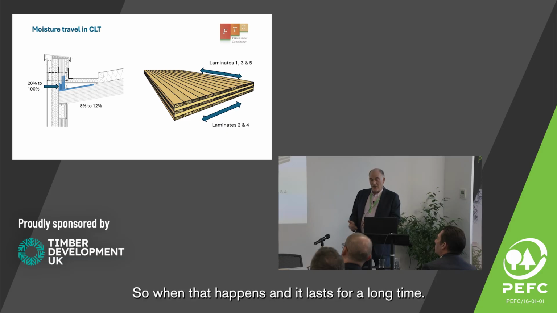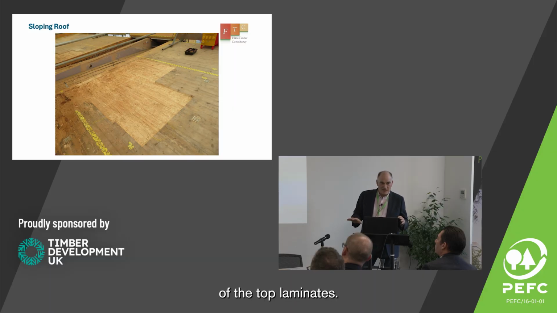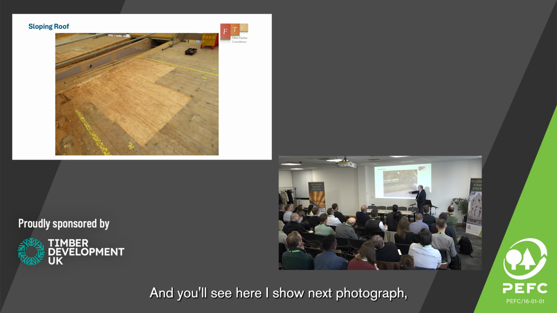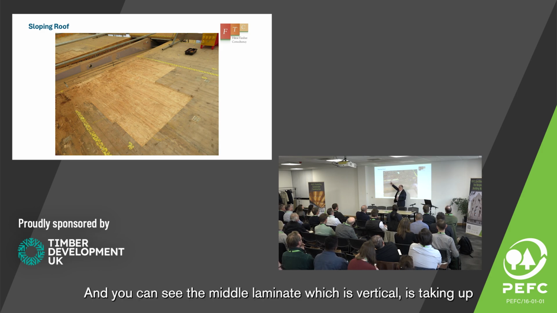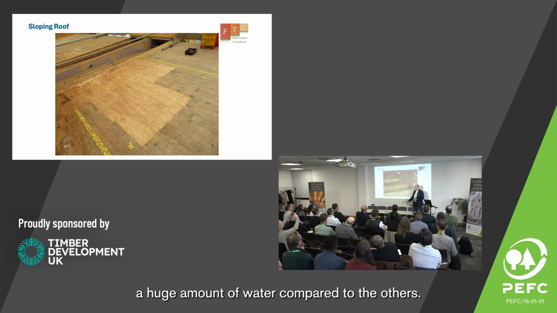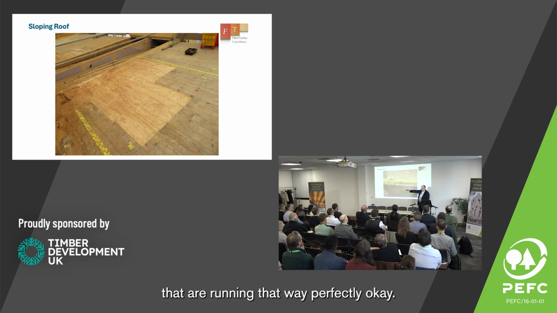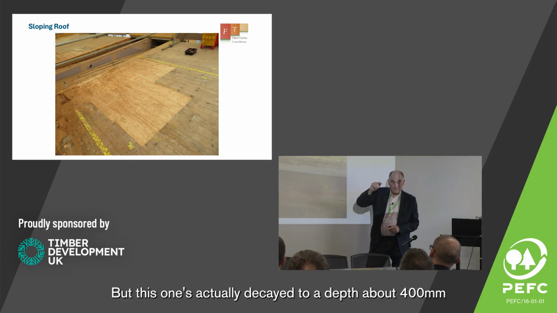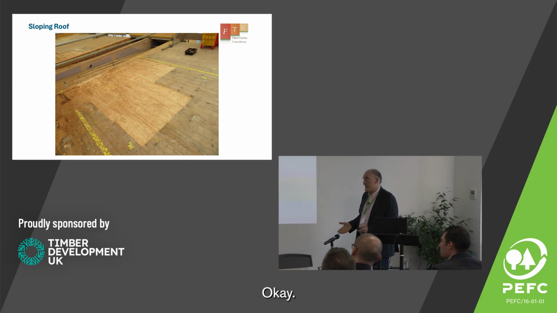So when that happens and it lasts for a long time, we end up with things like this, where we get a total decay of the top laminates. Yeah? And you'll see here, I'll show the next photograph, this is actually a CLT beam, and you can see the middle laminate, which is vertical, is taking up a huge amount of water compared to the others. If I went further along, you can see that the two laminates that are running that way are perfectly okay, but this one's actually decayed to a depth of about 400 mil, simply because it takes moisture up in that direction. Okay.